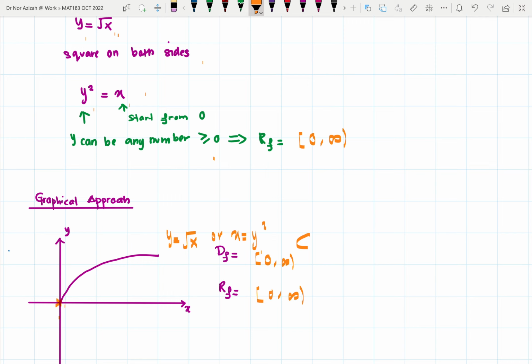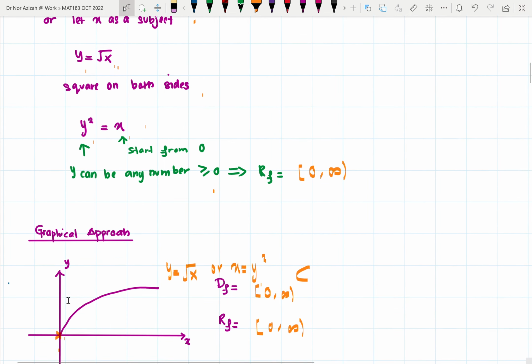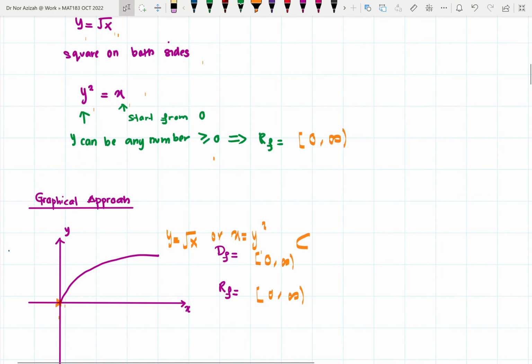How do we get this graph actually? When x equals 0, y equals 0, right? We put x equals 4 right before this. So when x equals 4 here, you get 2. When x equals 16, you get 4. So the points are (0, 0), (4, 2) and (16, 4). That is why the graph is like this.